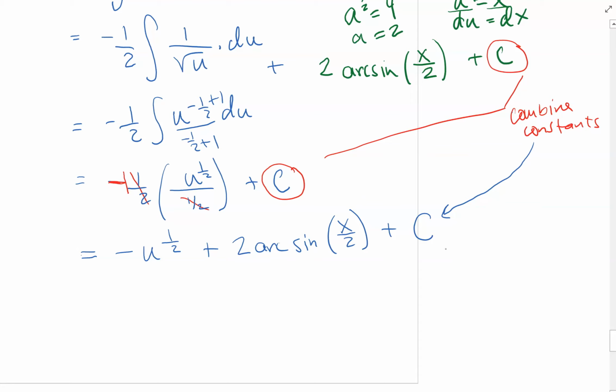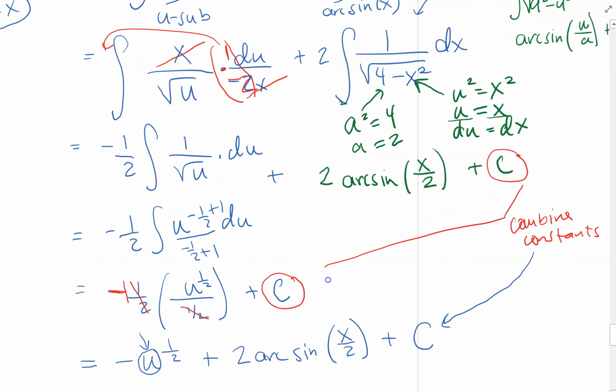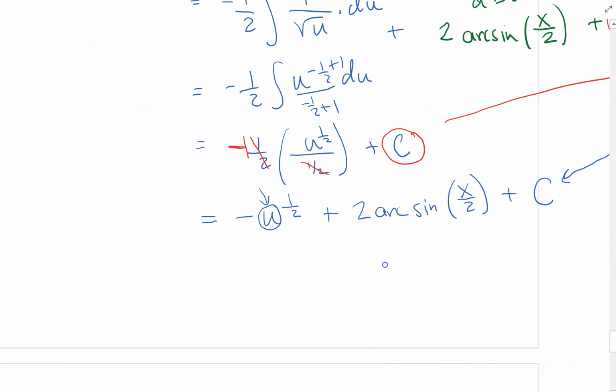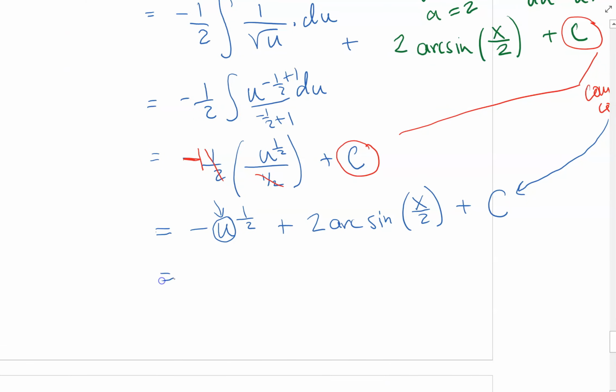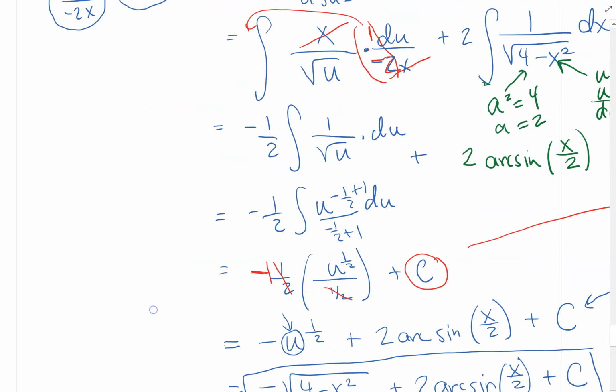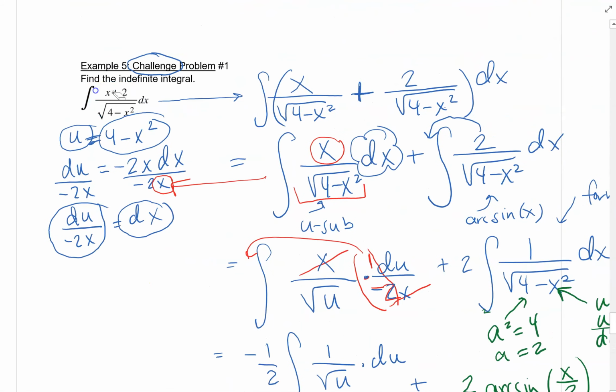And then all I have to do now is just resubstitute back in what this value of u equaled. So that came from this work over here where u was equal to 4 minus x squared. So I sub that back in here. So I have negative square root of 4 minus x squared plus 2 times arc sine of x over 2 plus my combined constant. And that is my antiderivative of this original function, the one we see in this integral right here.